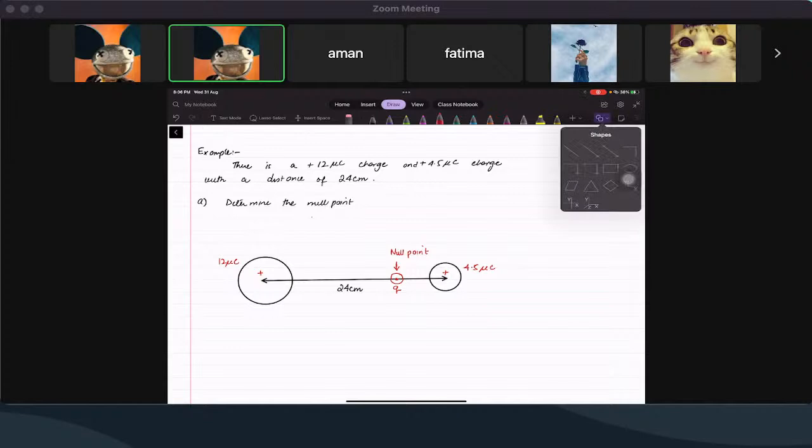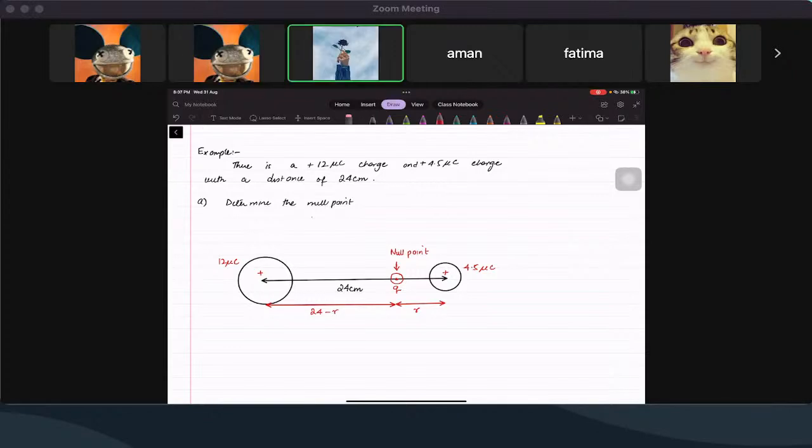So what we need is to find this distance r, and if this is r, then this distance would be 24 minus r. Is it clear, everyone? Yes, sir.